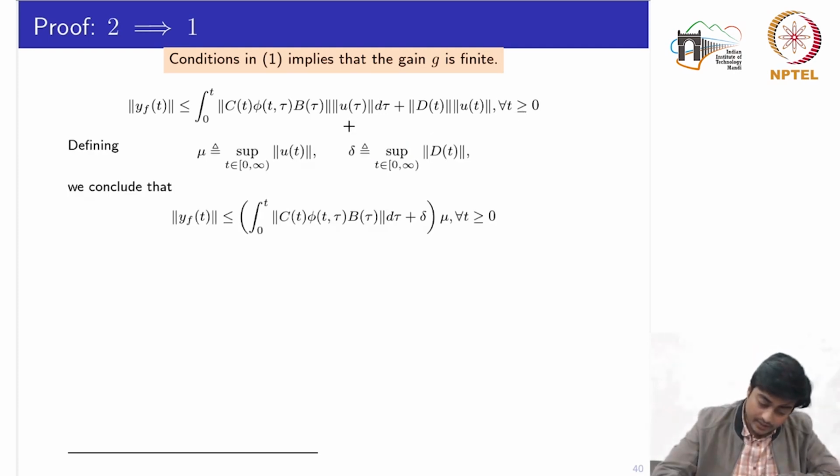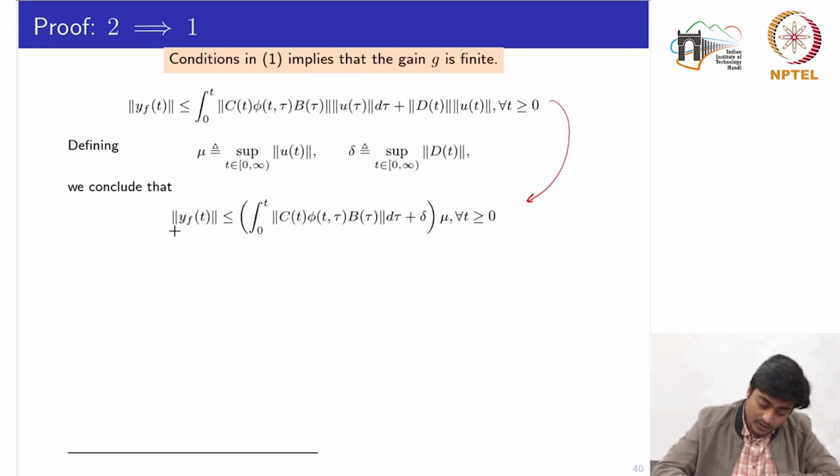Now let's define two scalars, mu and delta. Mu is given by the supremum over t belonging to 0 to infinity of the norm of the signal u of t, and delta is the supremum of the norm of d of t for all t greater than or equal to 0. By defining these two scalars mu and delta, we can rewrite this equation like this.